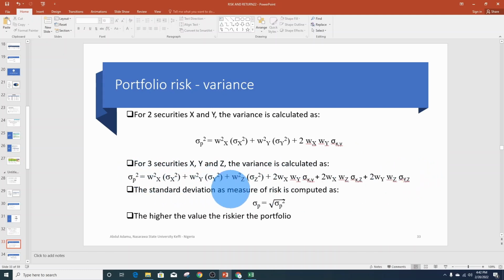And to get our standard deviation, all you do is take the square root of the variance. So the higher the value for the standard deviation, the riskier the portfolio. For variance, don't forget we said we cannot put a unit of measurement to it because of the square before we get the value. So you have to convert it to standard deviation before you can say whether the risk is high or the risk is low.